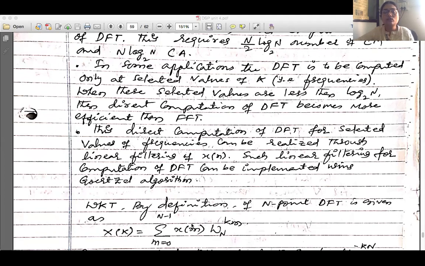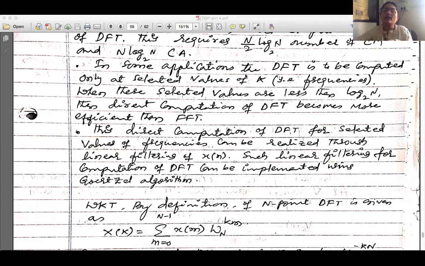So in the Goertzel algorithm, why are we using it? Because in some applications, selected DFT values are required to be calculated. We don't have to calculate the entire DFT, only some selected DFT values that we want. So while doing this, we need not follow these many multiplications, N by 2 log to the base 2 N, or these N log to the base 2 N complex additions.